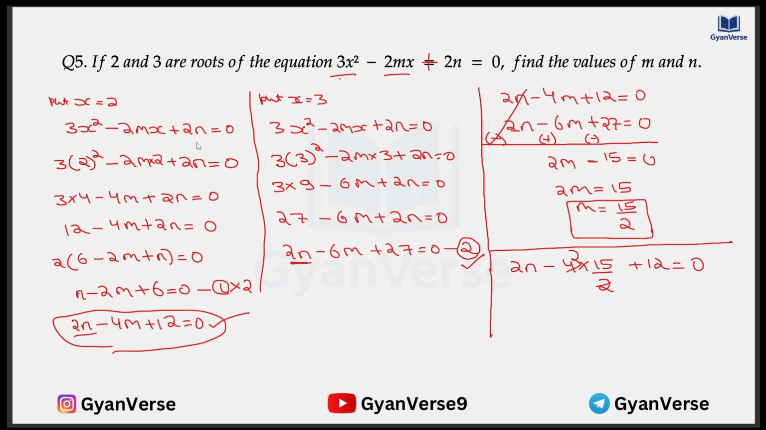Solving this, it will become 2n minus 30 plus 12 equals to 0. So 2n minus 30 plus 12 will be 2n minus 18 equal to 0. 2n equals to 18 and then the value of n will be 18 upon 2, which is 9. So I will get n equals to 9. So the value of m is 15 upon 2 and the value of n is equal to 9.